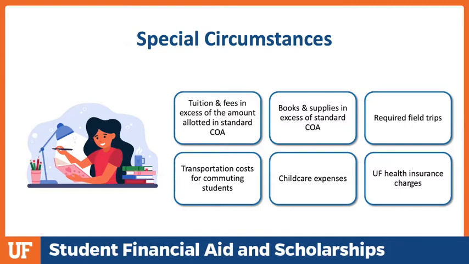Transportation costs for commuting students. Something to remember if you're a commuting student is that we're looking at students that actually have to commute to Gainesville to attend their classes. So if you live in Jacksonville or Ocala, we can review the cost that you have for transportation. Childcare expenses, or your UF health insurance charges. Remember, expenses must be related to a cost of attendance component in order for us to review your petition.